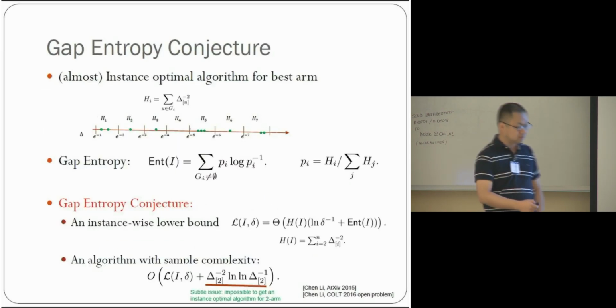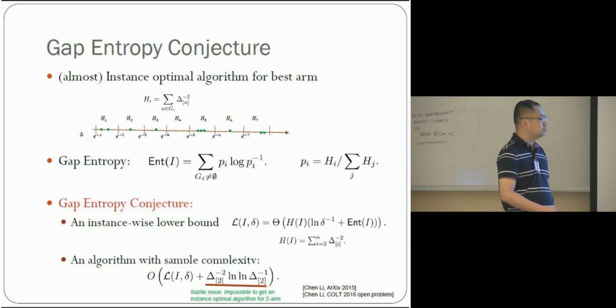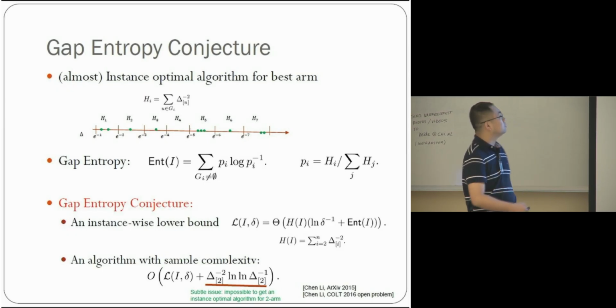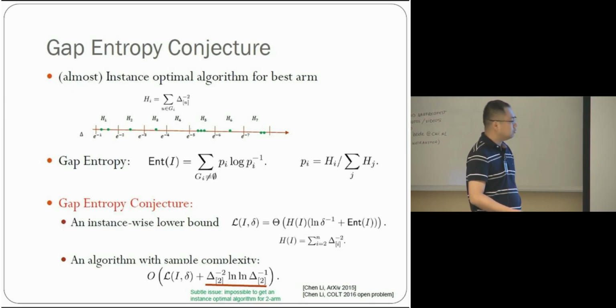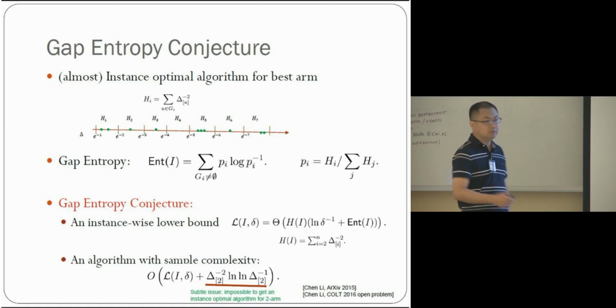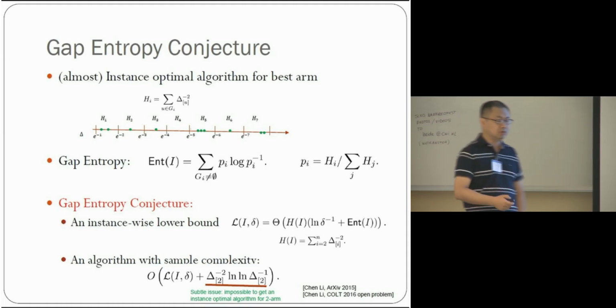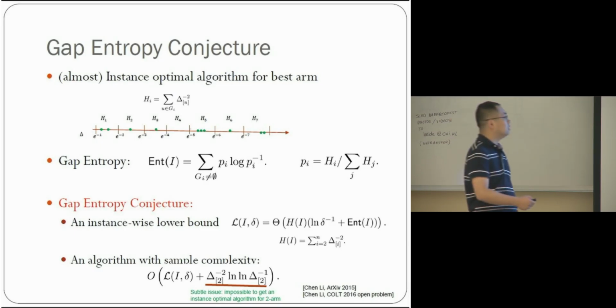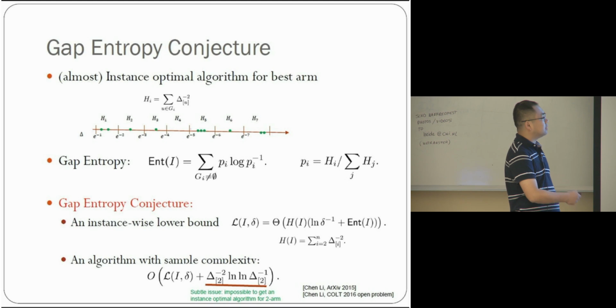So in a previous version of this COLT paper, we proposed this gap entropy conjecture, which also appeared in last year's COLT open problem session. Let me tell you what this conjecture is, which states what should be the instance sample complexity for the best arm identification problem. Let's look at this x-axis.